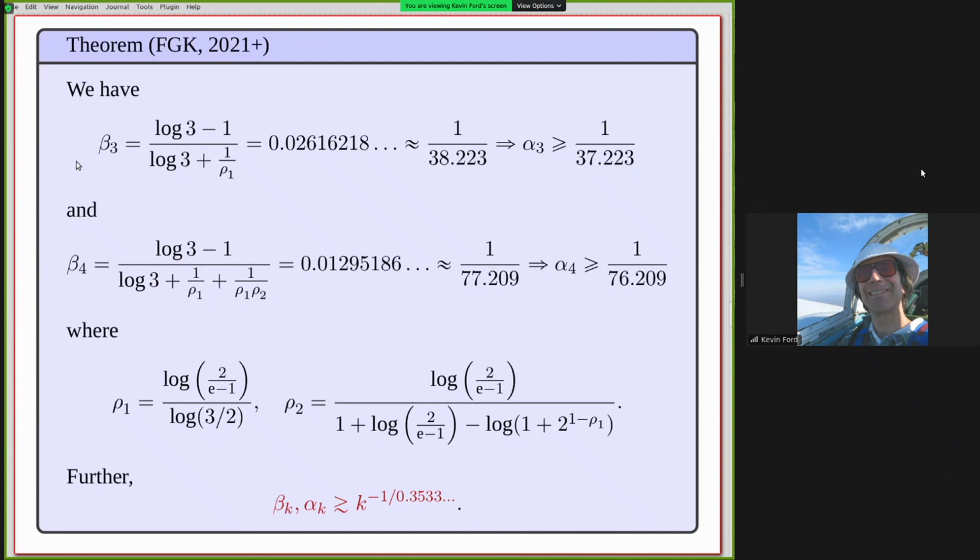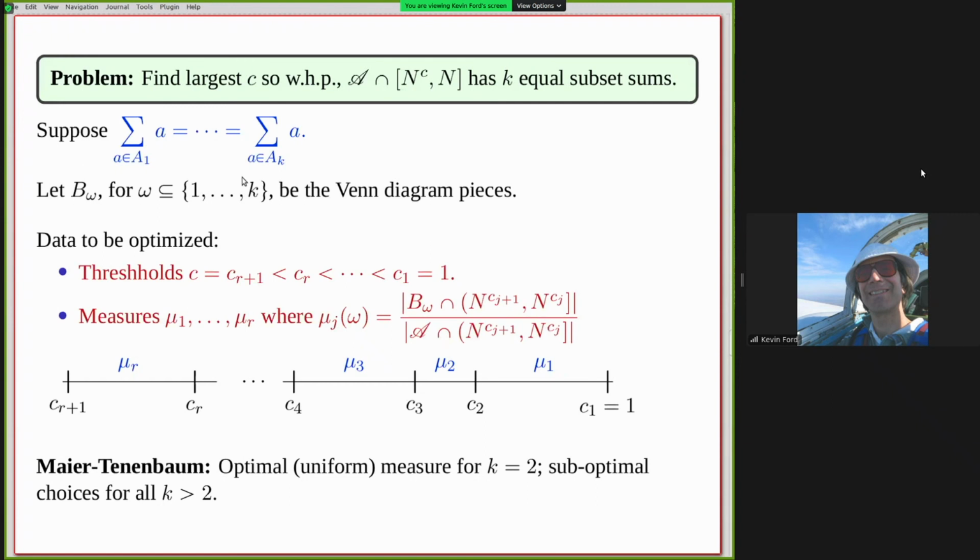And we set it up using some linear algebra and somehow isolating large elements, which I'll talk about in just a moment. So here's again, in green, the main problem we are dealing with. We want our random harmonically weighted set to have k equal subset sums with high probability and to maximize the C. All right, so suppose that we have those.